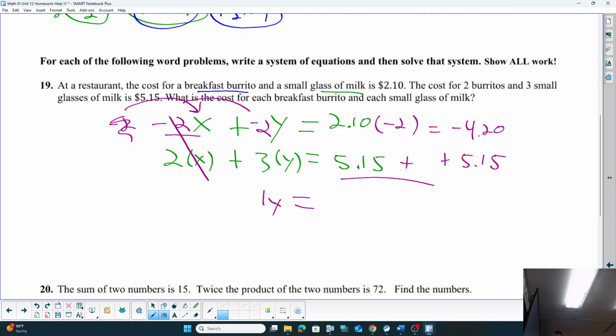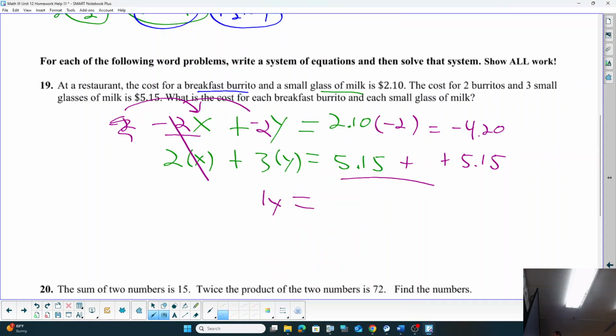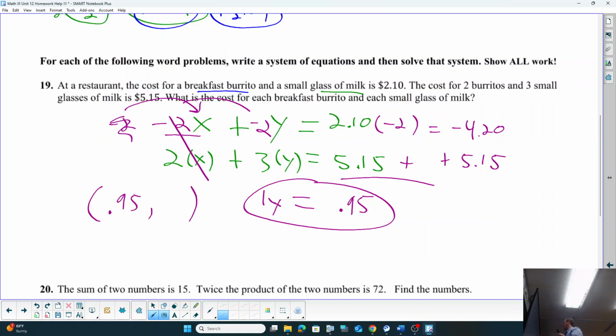And so let's just make sure we do that right. So $5.15 minus our $4.20 is 95 cents. So close to being beautiful. So 0.95 is our x value. So x is equal to 0.95. And I gotta plug it back in, see what y is. We'll grab our original equation, which was the x, 1 burrito plus 1 small glass equals $2.10. So we're gonna grab that original equation, and we'll go ahead and plug in for x there.